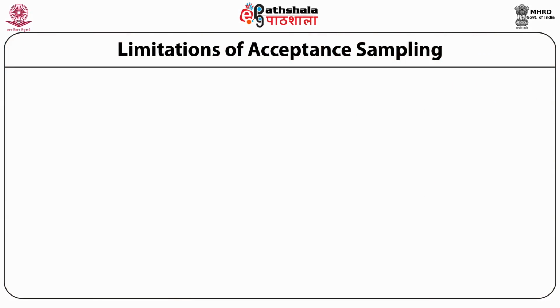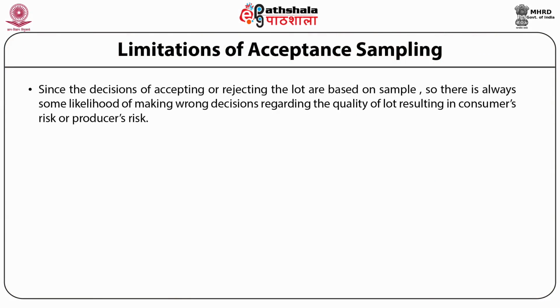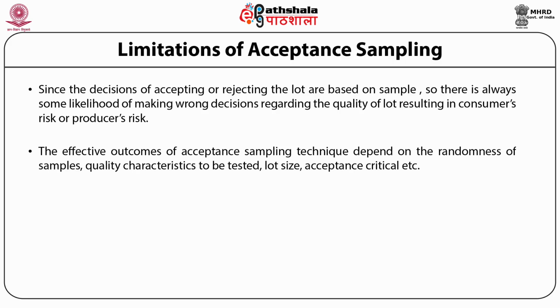Limitations of acceptance sampling. First, since the decisions of accepting or rejecting the lot are based on sample, there is always some likelihood of making wrong decisions regarding the quality of lot, resulting in consumer's risk or producer's risk. The effective outcomes of acceptance sampling technique depend on the randomness of samples, quality characteristics to be tested, lot size, acceptance criteria, etc. It provides less information as compared to 100% inspection.